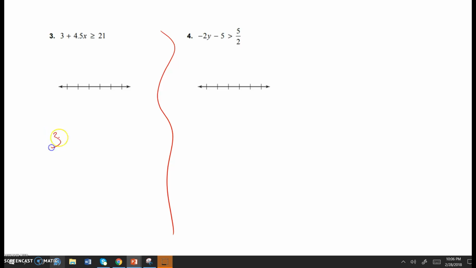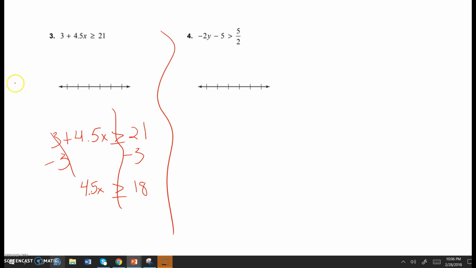Okay, so we've got 3 plus 4.5x is greater than or equal to 21. Put the line through. We've got positive 3, so we're going to subtract 3. You're left with 4.5x is greater than or equal to 18. We're going to take 18 off to the side here and divide it by 4.5.